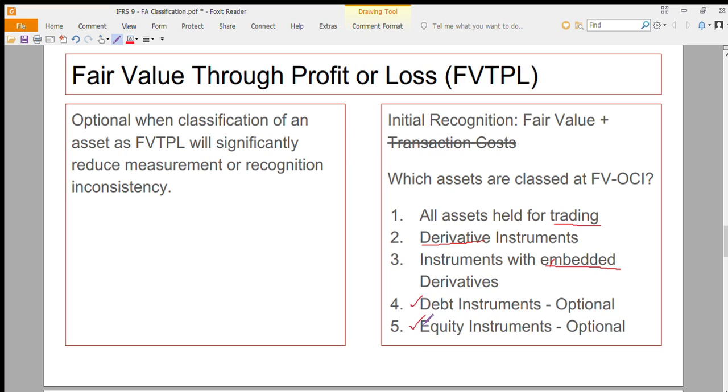Okay. So to quickly recap, we saw there are 3 different types of classifications available for financial assets. There are certain cases where it is mandatory for an entity to classify an asset under certain categories, and there are cases where it is optional for an entity to classify an asset under certain categories. And certain categories need some conditions to be met before it can be classified there.